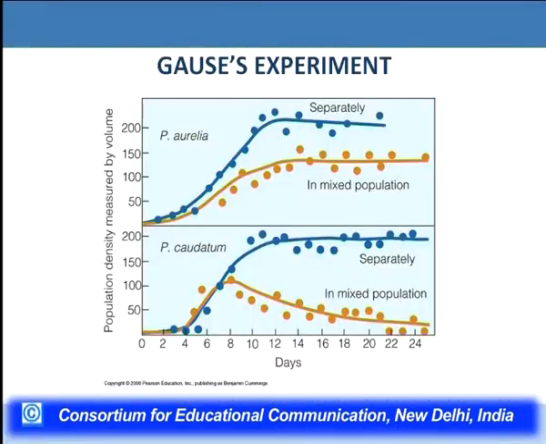One species uses the resource or food from the column of the water, another uses from the bottom of the water. So this particular graph shows how Paramecium aurelia fares when grown separately, and when grown in mixed population. The number does decrease, but it follows more or less a similar growth pattern. Whereas cordatum, when it's grown separately, follows a specific growth pattern, and when it's grown in mixed population, it basically gets exterminated due to competition by Paramecium aurelia.